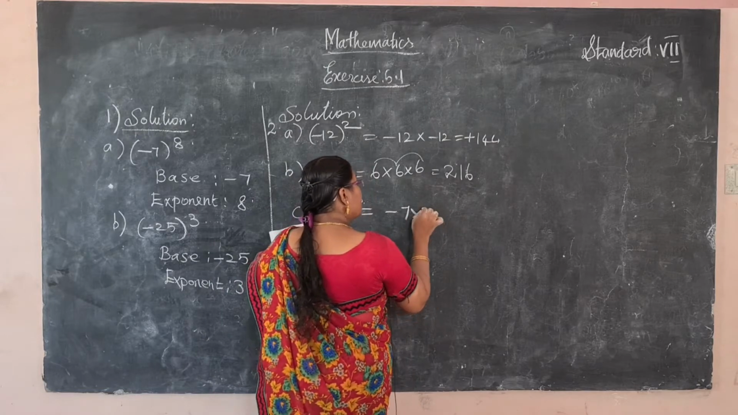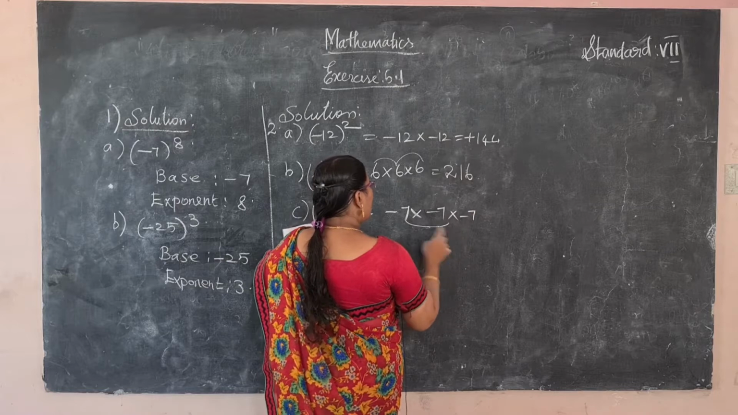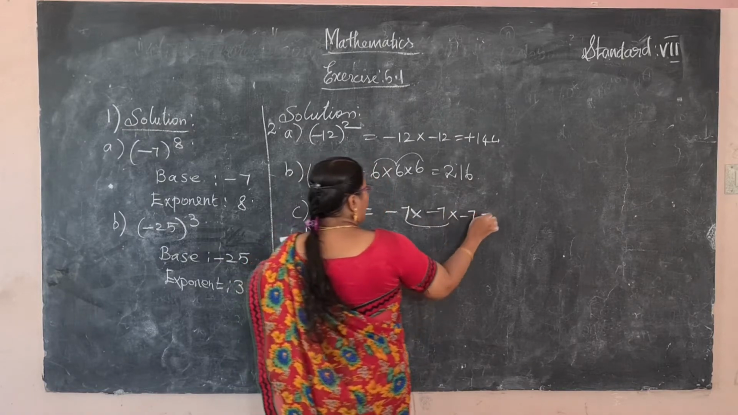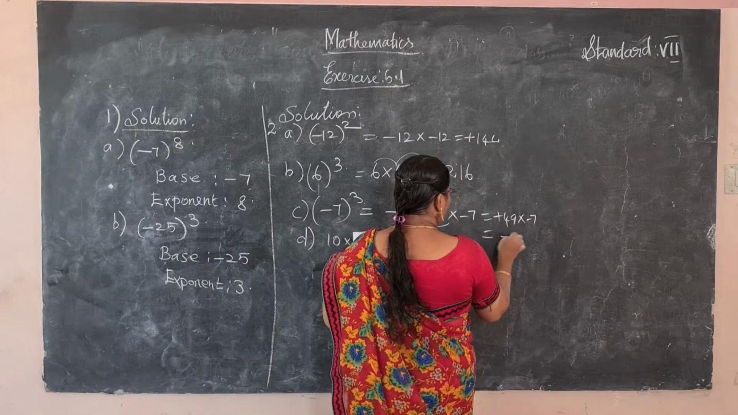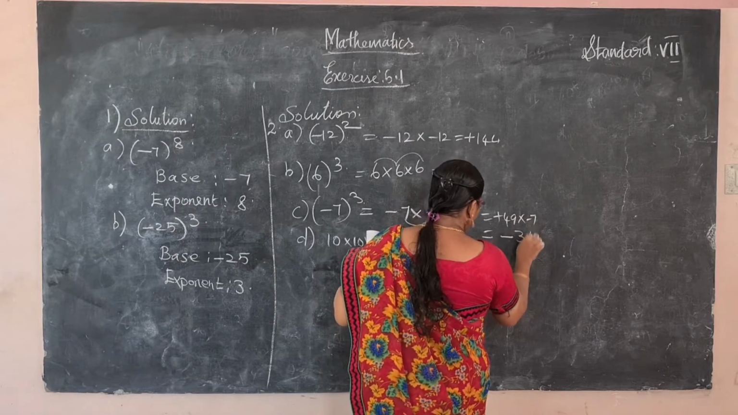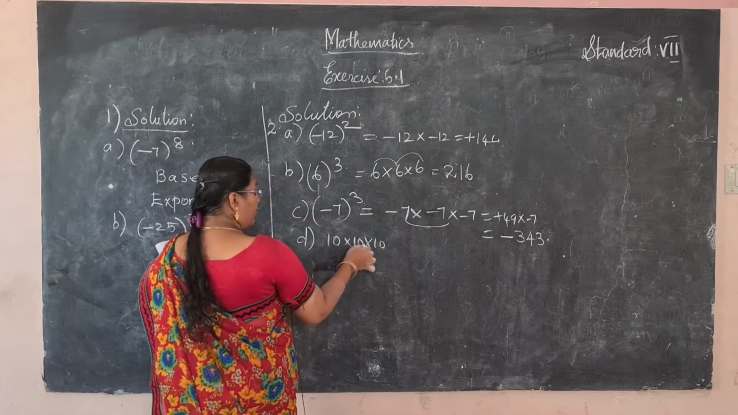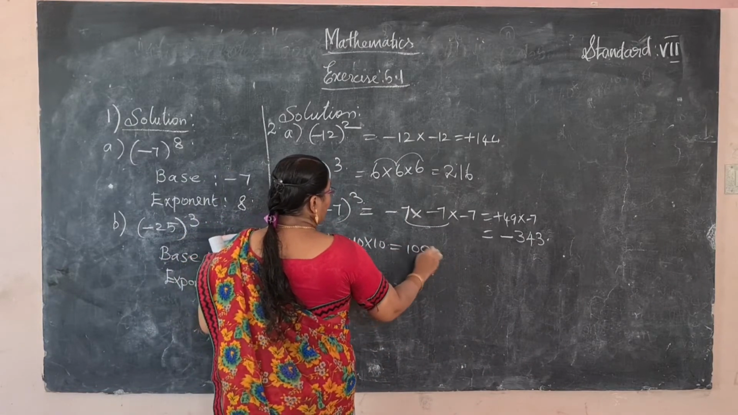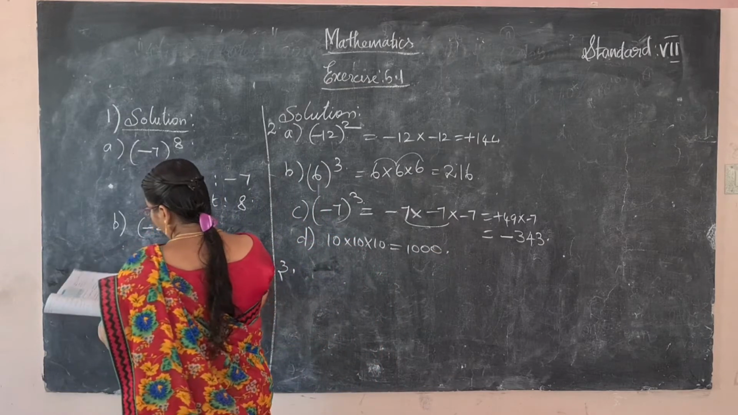Okay, 216. And the next one, minus 7 multiplied thrice. So minus 7 into minus 7 into minus 7. So minus into minus is plus, 7 7s are 49. So plus 49 into minus 7, plus into minus is minus, 49 7s are 343. So minus 343. And then here 10 is multiplied 3 times. So what is the value? 1000. Right.